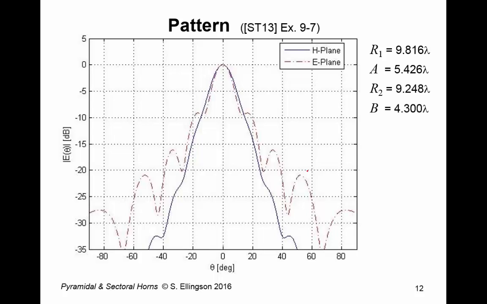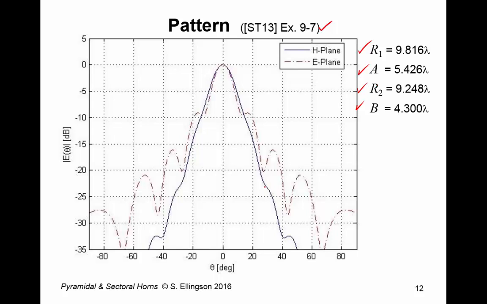Now we can just go ahead and plot this. This is an example from your book, Stutzman and Thiele, the 2013 version, 3rd edition. This is example 9-7. I think they specify a frequency and then physical dimensions in millimeters or centimeters. I will simply keep this frequency independent, and I'll give the dimensions in wavelengths. So R1 is about 10 wavelengths, A is about 5.5 wavelengths, R2 is about 9.3 wavelengths, and B is about 4.3 wavelengths. When we evaluate the pattern of this particular pyramidal horn, this is what we get.